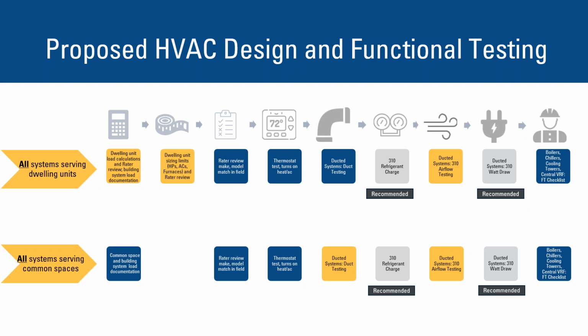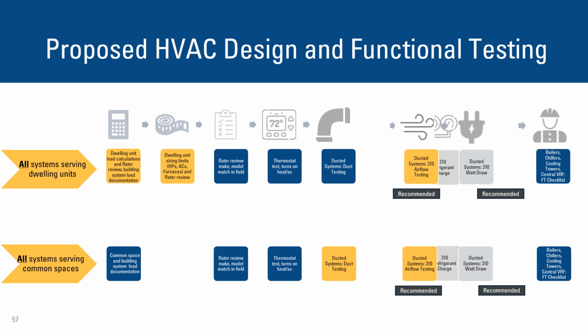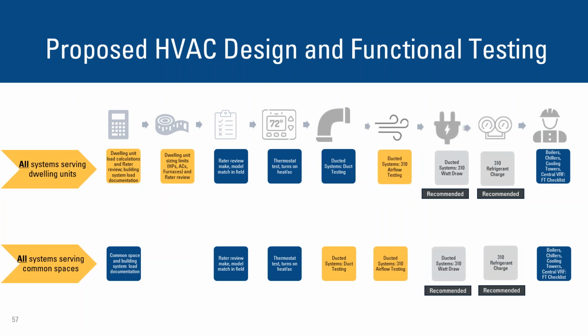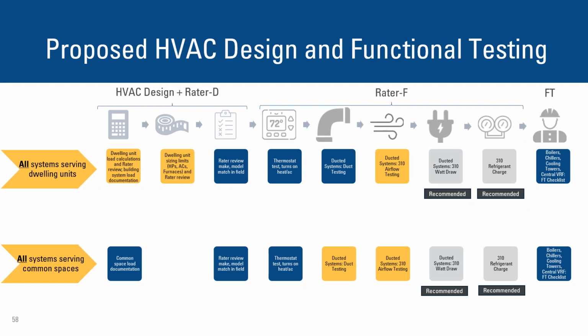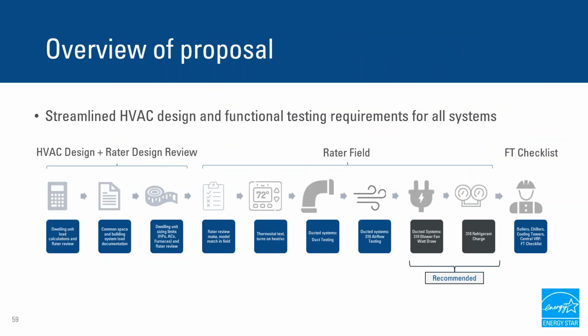So you'll notice that now we've lined up between the dwelling units and common spaces, except for the load calculations. And then we'll just switch this order to align with the 310 order. And here we have our resulting streamlined option. And then if we just combine the loads, we get our single path for everything.